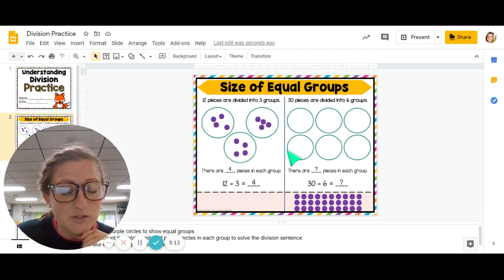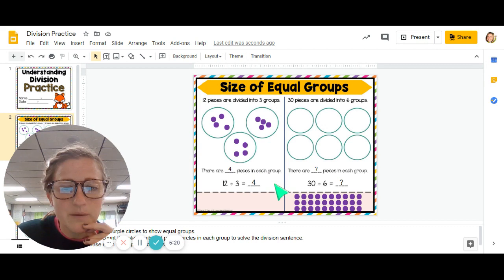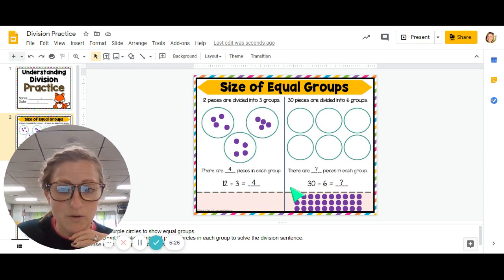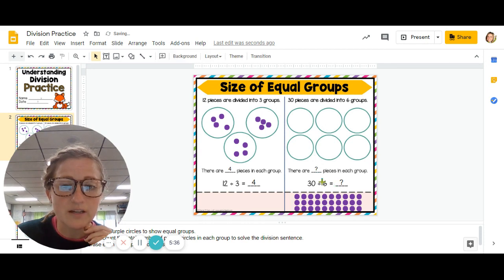But what we did, so if you know 3 times 4 is 12, you might make that connection in your head. But what we did is we took all the dots and we divided them into the groups. So this next one is a larger amount. You have 30 dots, and you're dividing them into 6. Whoopsies, I moved that. I'm going to hit the undo button. So you're dividing them into 6.